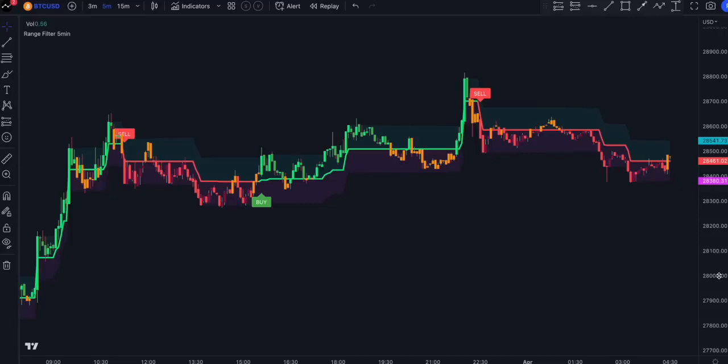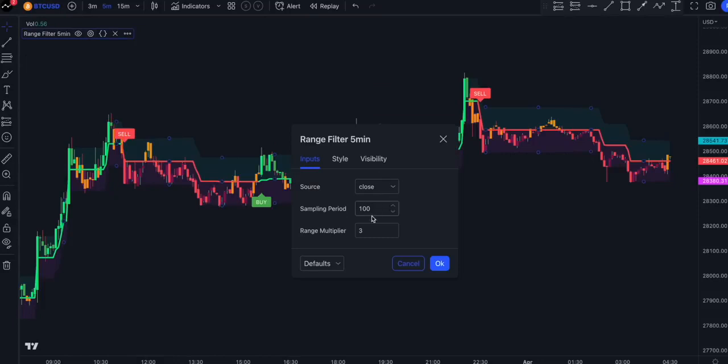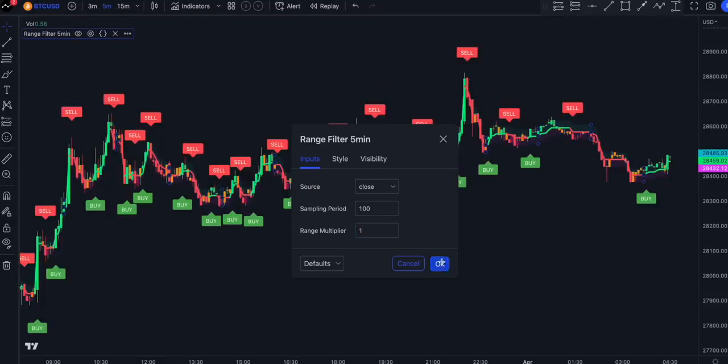The range filter will be the first confirmation indicator. Basically, a strategy will be built around this tool. Before we move on, I just want to show you what settings I used for this indicator. So in the input section, I changed the multiplier from 3 to 1. This change will affect the quantity of these buy and sell signals.